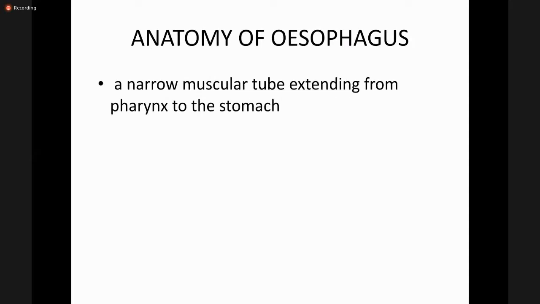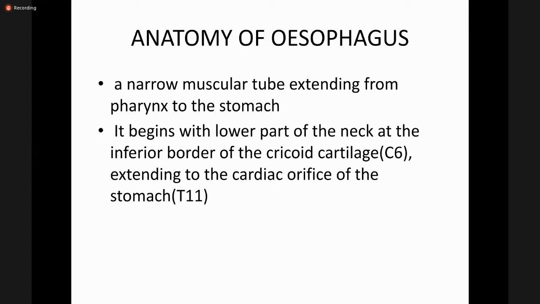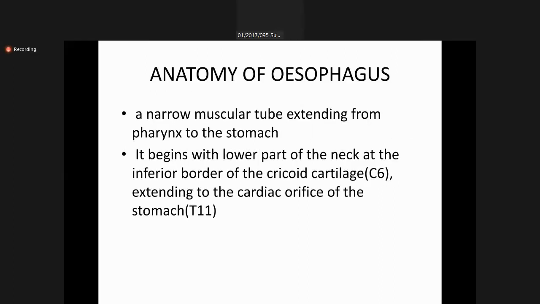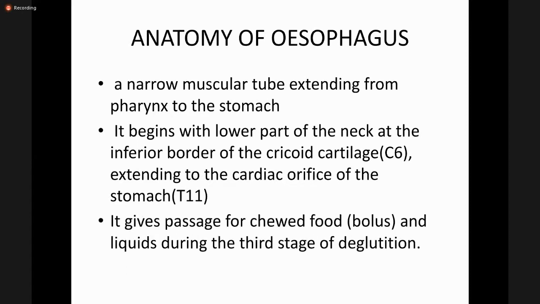So, as you remember in the first prof, the esophagus is where the digestive tract starts, and it's a narrow muscular tube extending from the pharynx to the stomach. It begins in the lower part of the neck at the level of C6 and extends down to the thoracic 11 vertebra, to the cardiac orifice of the stomach. And it gives passage to chewed food and liquids during the third stage of deglutition.